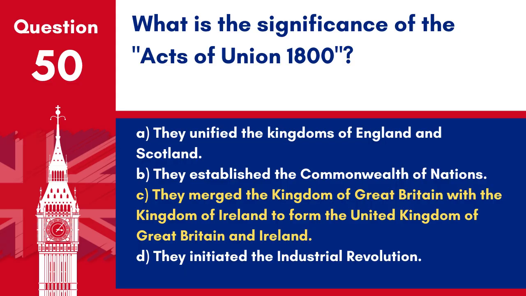Answer: C. They merged the Kingdom of Great Britain with the Kingdom of Ireland to form the United Kingdom of Great Britain and Ireland. The Acts of Union 1800 were crucial in creating a political union that included Ireland under the British Crown, although it later led to significant Irish nationalist movements.